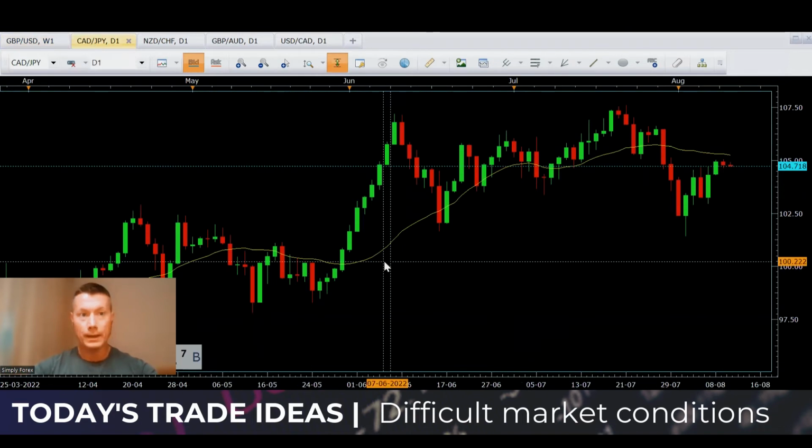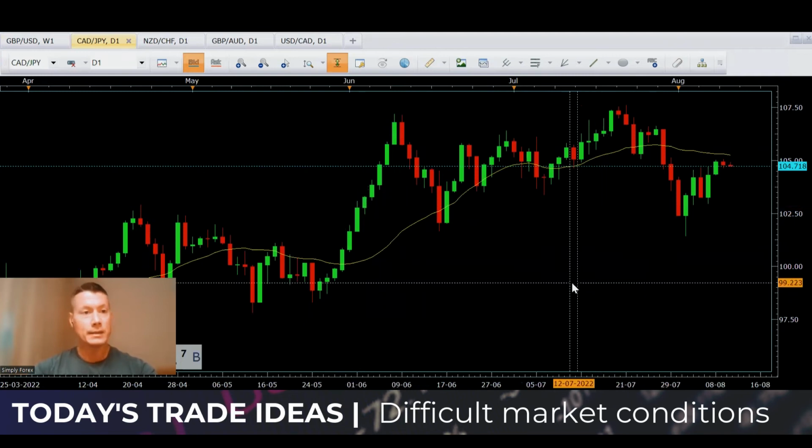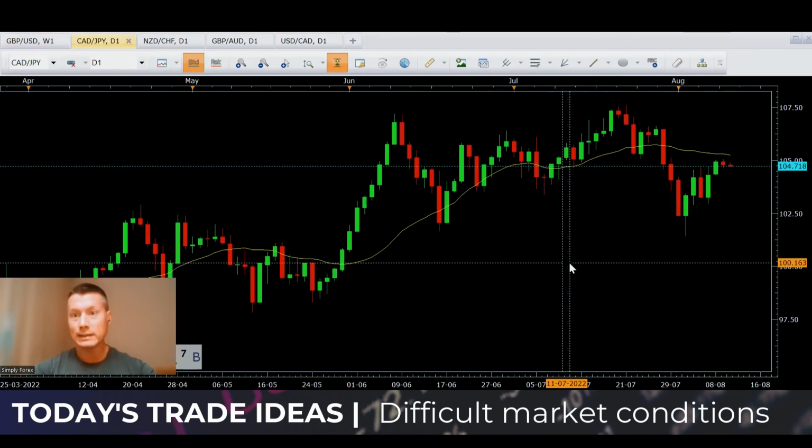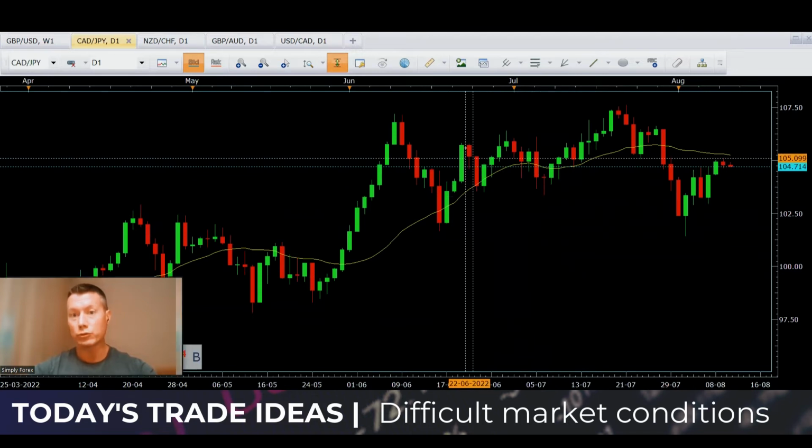Next one to look at, any yen pair, really, but I'm looking at the Canadian dollar against the Japanese yen, and a similar scenario with the US dollar pairs. We've got this weekly, daily battle. So for me here, guys, price is in a downtrend. Price was in an uptrend, higher highs, higher lows, but then price broke down, breaking this low here.